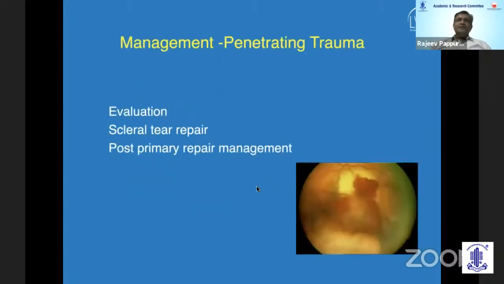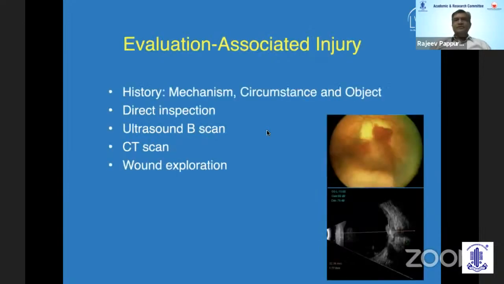The next thing is penetrating trauma. What do you assess in penetrating trauma? If you have a scleral tear, we need to know the extent of the scleral tear, how far it has gone, and whether it is repairable. You need to assess the associated damage that has happened along with the scleral tear, and how you plan your posterior primary repair management. These are the things we need to look at.